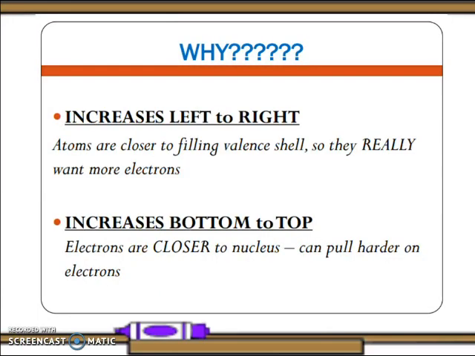Why does electronegativity increase the way it does? It increases left to right because atoms are closer to filling their valence shell, so they really want more electrons. And it increases bottom to top because electrons are closer to the nucleus. It can pull harder on electrons.